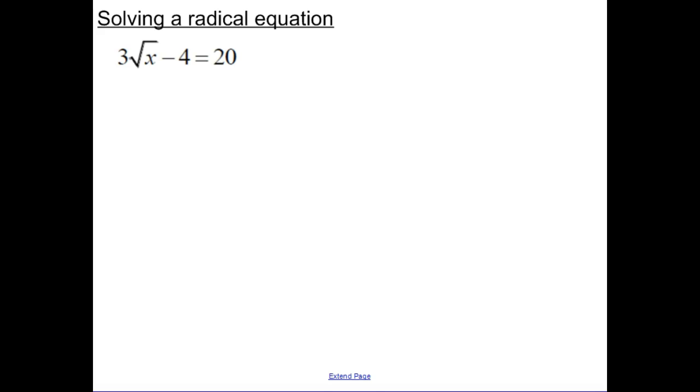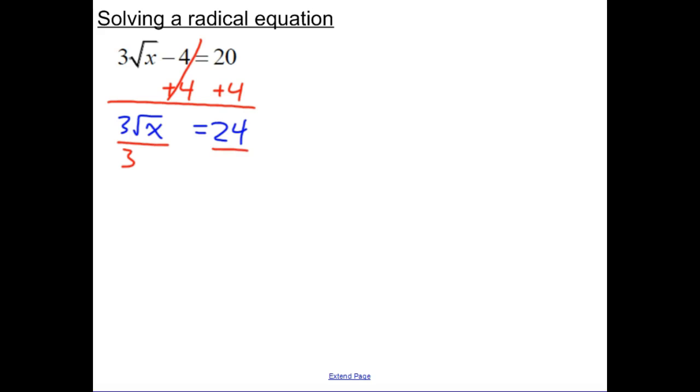The first thing I will do is to add 4 to both sides, because in that way I can eliminate the minus 4 from the left-hand side. And when I do that operation, I will have 3 times the square root of x equals 24. All right, I'm much closer, but I now need to divide both sides by 3. In that way, the 3's will cancel, and I'll be left with the square root of x equal 8.